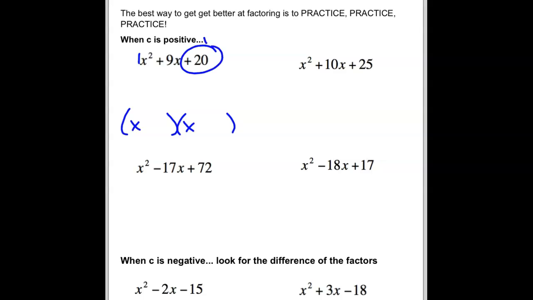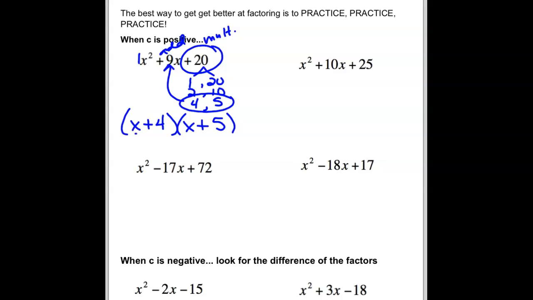We need two numbers that multiply to be 20. So let's look at our options. We could have 1 and 20, we could have 2 and 10, or we could have 4 and 5. Then we look at those pairs and say which one will also add up to this middle number, to the 9. And since 4 and 5 add up to 9, we're going to choose that pair. So we need a positive 4 and a positive 5 in our factors. And then you can always FOIL this back together to double check.